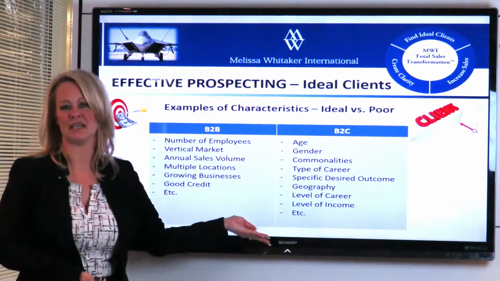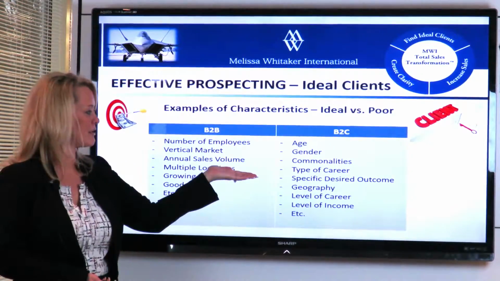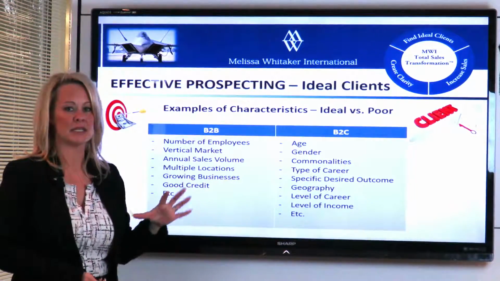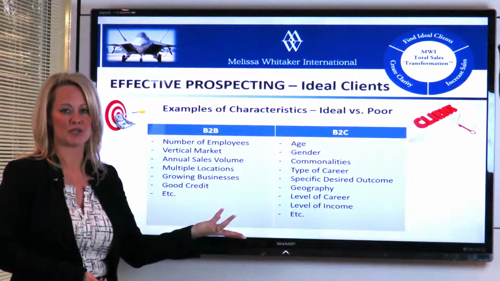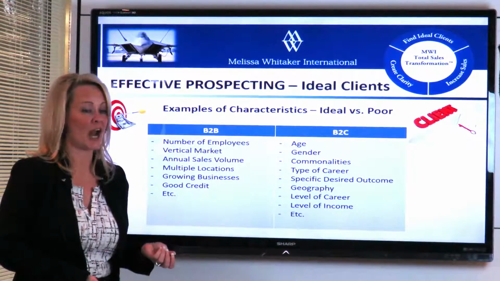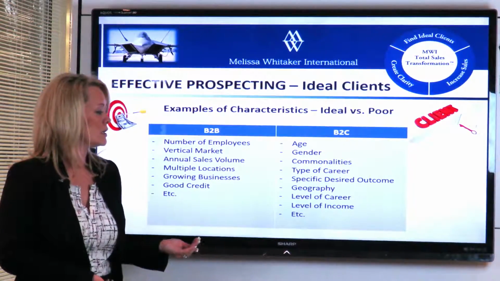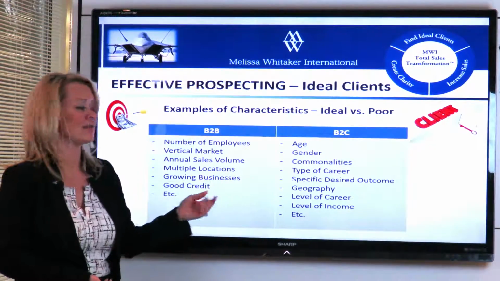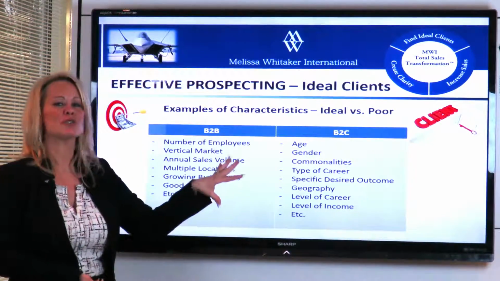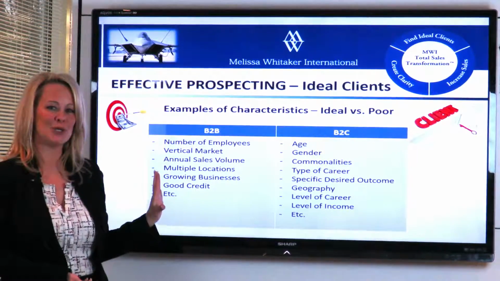Now, if you sell B2C, that might be expanded. That might go to their age, their gender, maybe commonalities between who we're trying to serve and what we offer. Type of career, perhaps. It could be specific to the desired outcome. Geography, level of career, and level of income. So these are some ideas that I want you to look at while you're doing your worksheet.